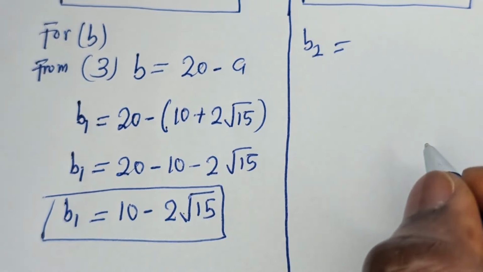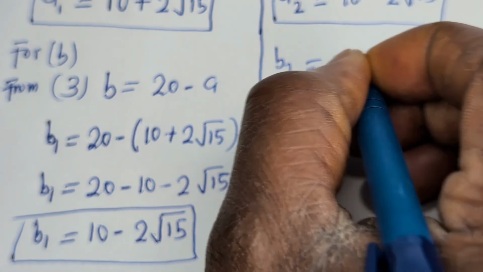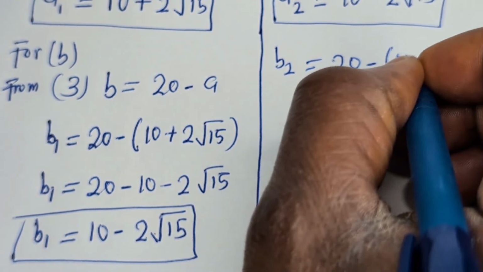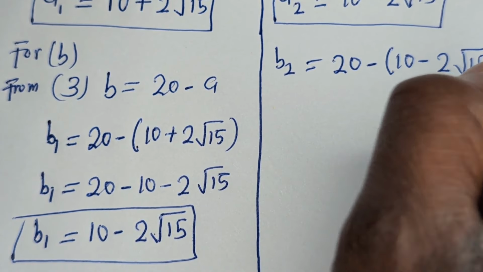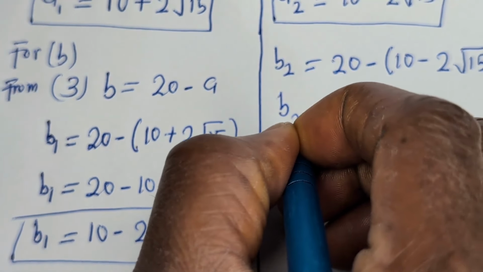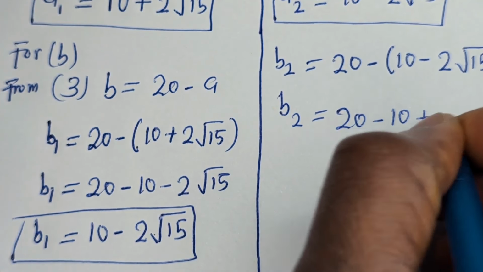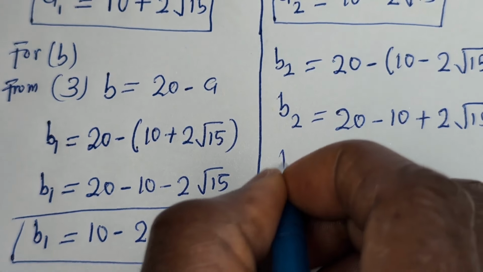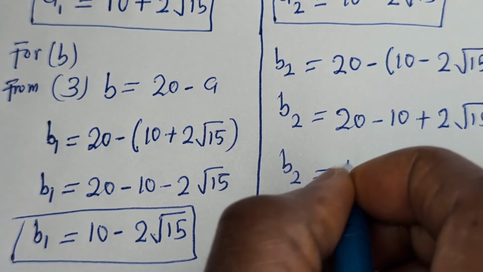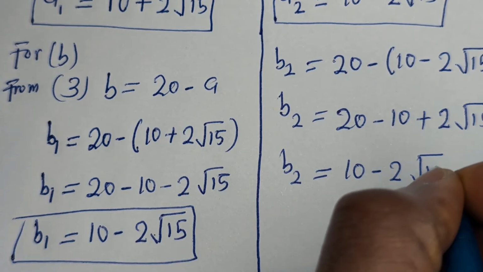b2 is equal to 20 minus a2, which is 10 minus 2 square root of 15. b2 is equal to 20 minus 10 plus 2 square root of 15. b2 is equal to 10 plus 2 square root of 15.